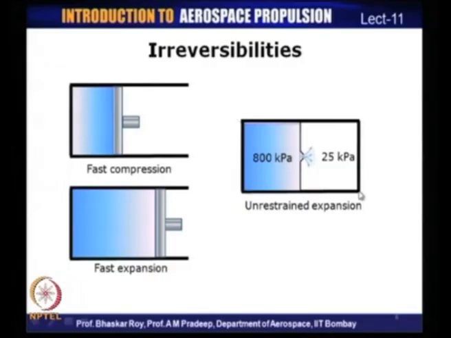Therefore, unrestrained expansion is an irreversible process, because it is not possible to obtain the original state by a natural process. That is, you cannot naturally restore the system to its initial state which had 800 kilopascals on one side and 25 kilopascals on the other side. You can obviously use special devices like a vacuum pump to bring the system back to its original state, but that requires a certain work input. So, unrestrained expansion also is a source of irreversibility.